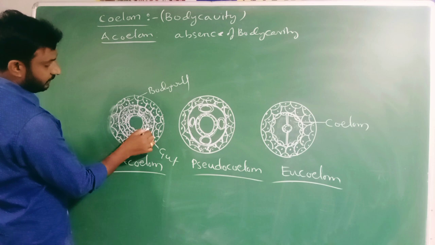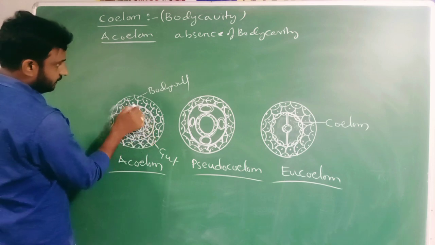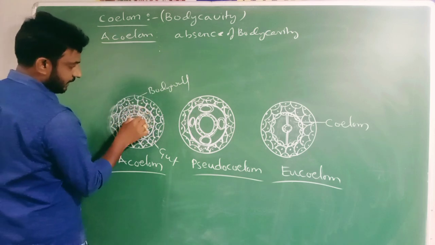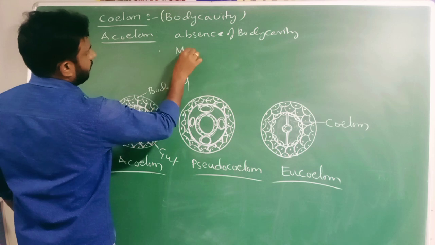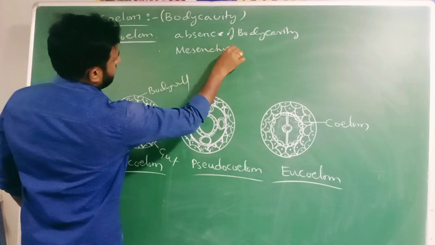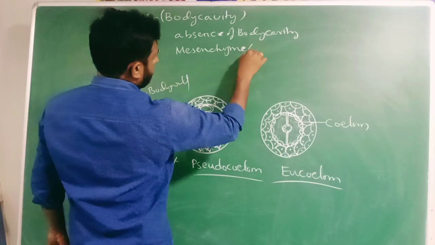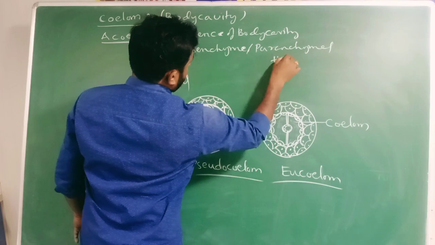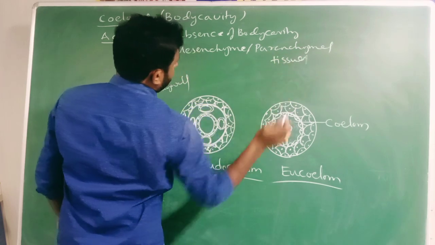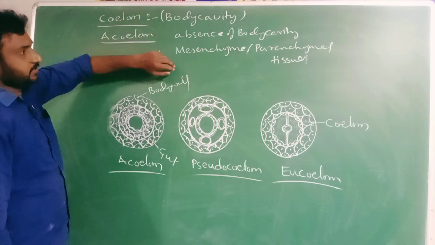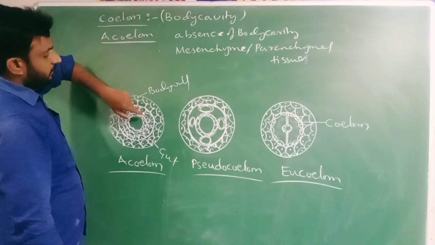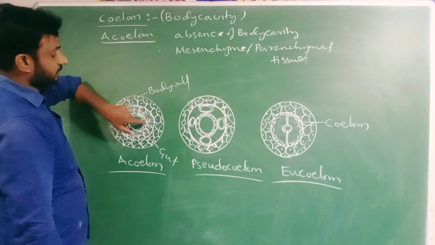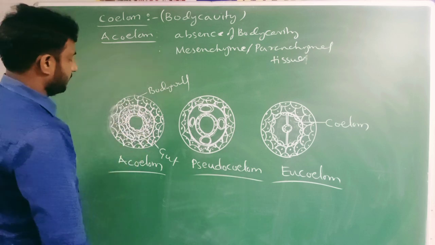Absence of body cavity. Actually cavity is present between the gut and body wall, but this cavity is filled with a tissue which is called mesenchyme. Mesenchymal tissue or parenchymal tissue. Okay, mesenchymal tissues or parenchymal tissues that fill the body cavity space. This cavity is filled with a tissue which is called mesenchyme or parenchymal tissue.